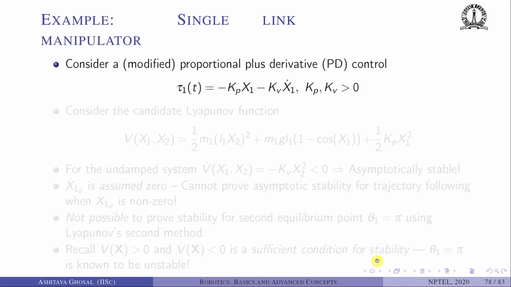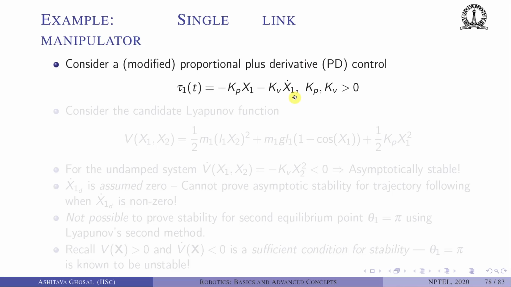Okay, so now let us consider the modified proportional plus derivative controller. Okay, so we have tau1, which is now minus Kp x1 minus Kv x1 dot. Okay, why am I calling it modified? Because there is no x1 desired and there is no x1 dot desired. Okay, so x1 desired equal to 0 is not a problem, we can do change of coordinates, but x1d dot desired is set to be 0.